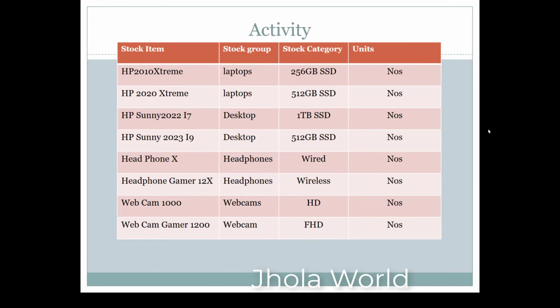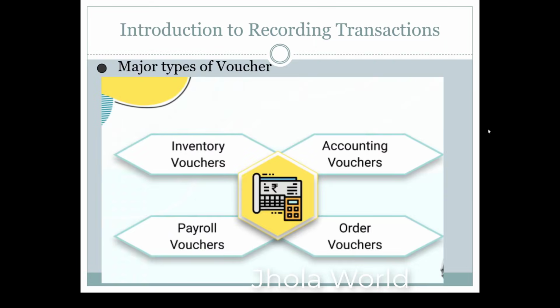Then what else do we have? Yeah, kindly do these also. We have HP. These are the item names. I think these are laptop, desktop, headphone, and webcam. So these are stock groups you have to create: laptop, desktop, headphone, and webcam. Then stock category you have to create. Please see nicely. These things are already given. So kindly create these as categories, and unit there is no need to create. They are all the same. Then what else do we have?